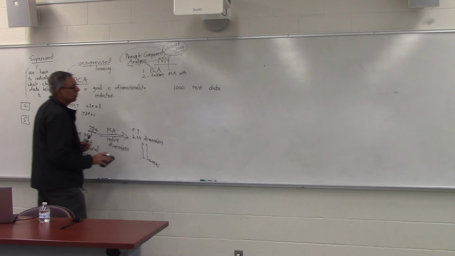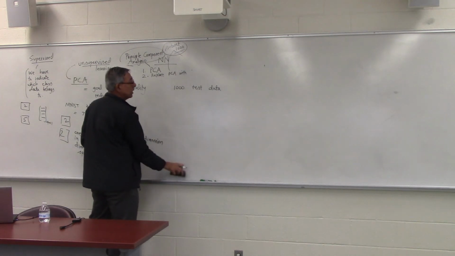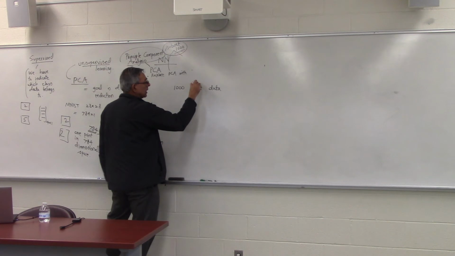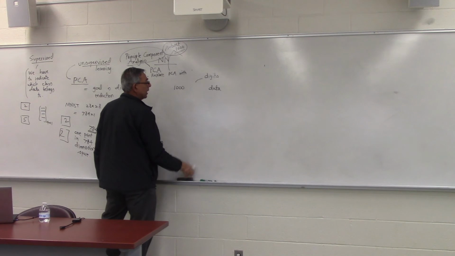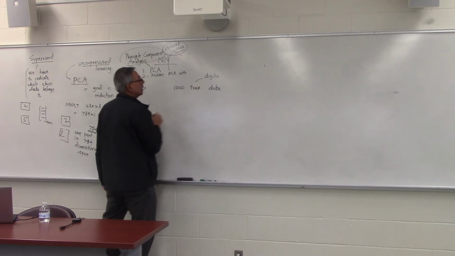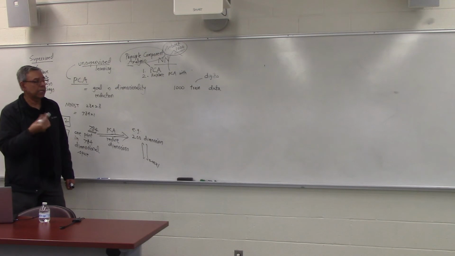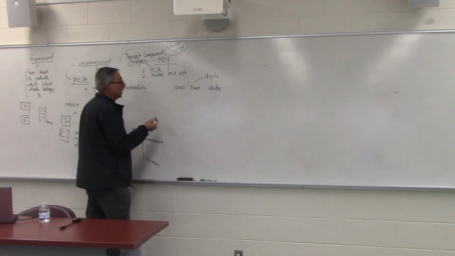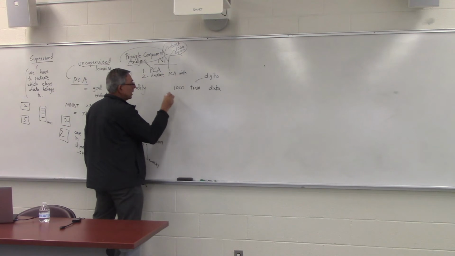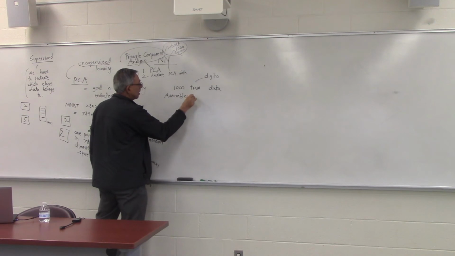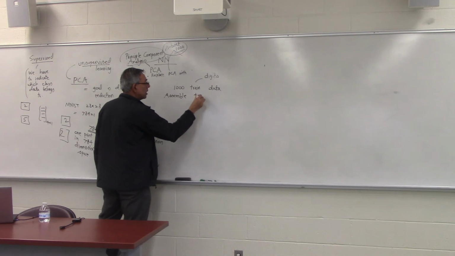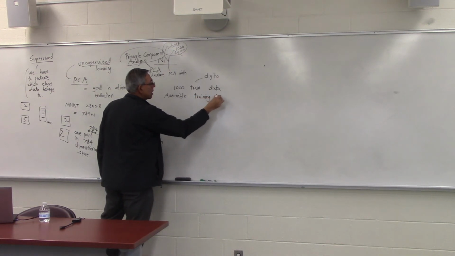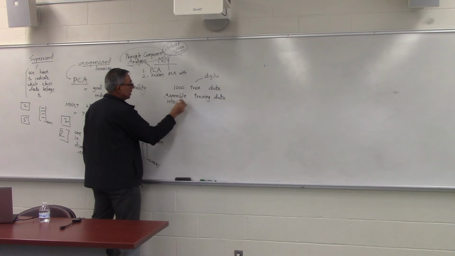So the procedure goes something like this. Suppose we have 1,000 training data. These are the digits. Each is 784 by 1, right? So first thing we will do is assemble the training data into a matrix.